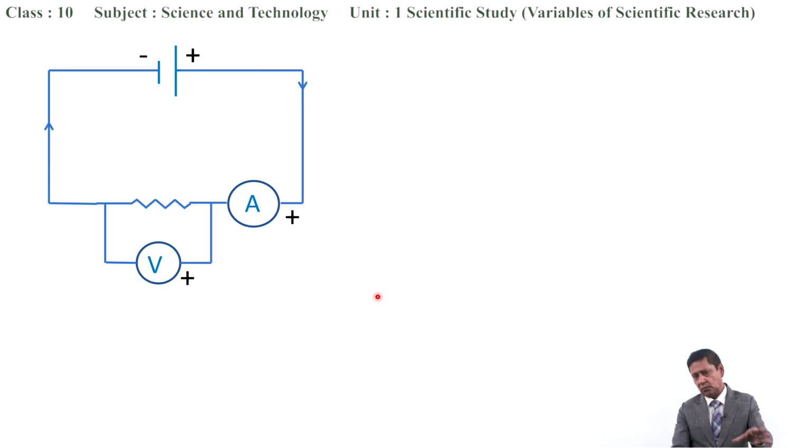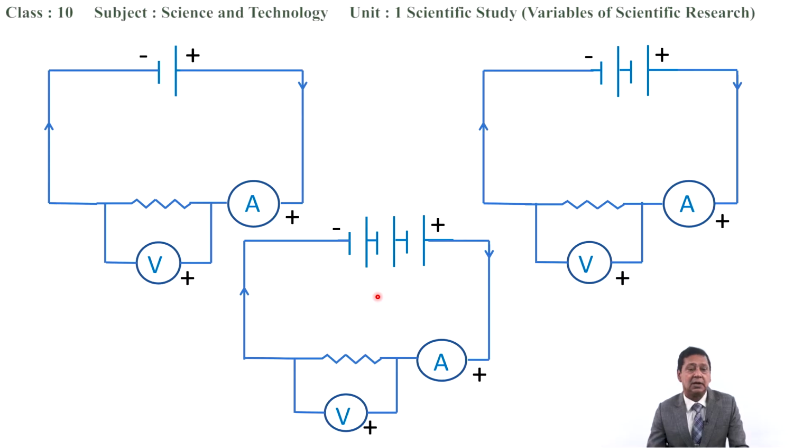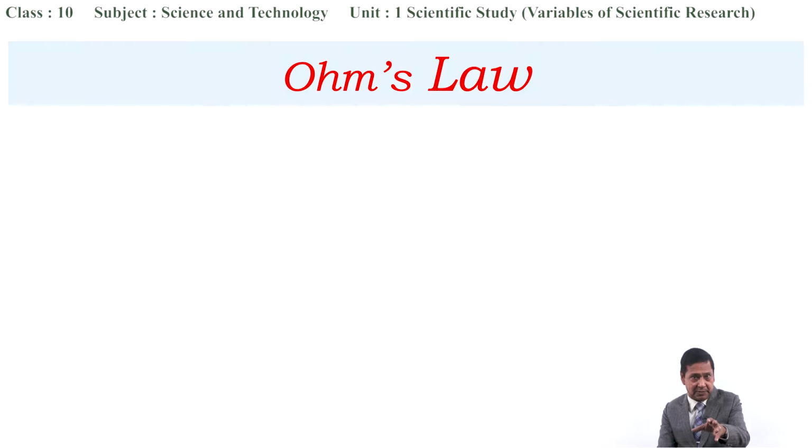This way, we can measure current and potential difference using one cell. But the same can be measured by using two cells also. Using two cells, we are measuring current and potential difference. And using three cells also, we can measure the current flowing through this resistor and the potential difference across this resistor. This experiment was done first by Georg Simon Ohm, and he concluded something which is called Ohm's law. Now, I want to talk about Ohm's law and I will come back to the same experiment again.